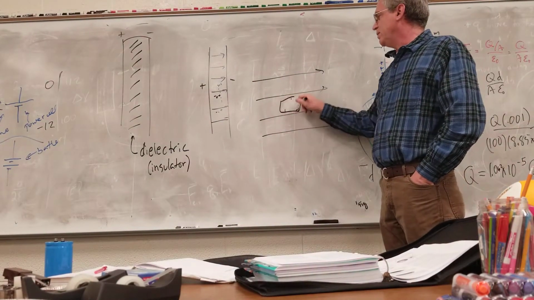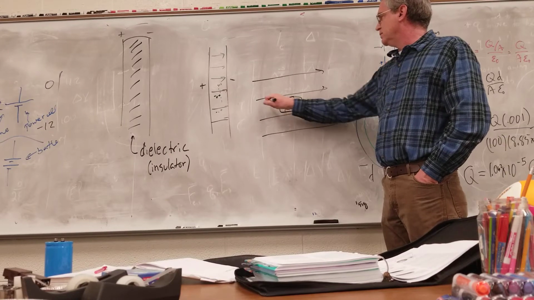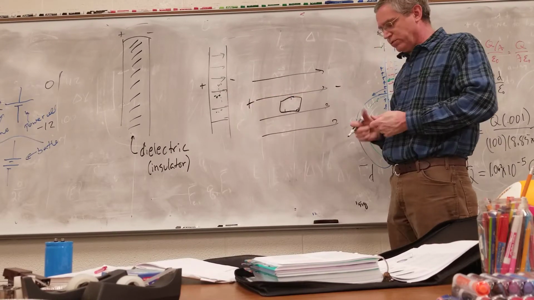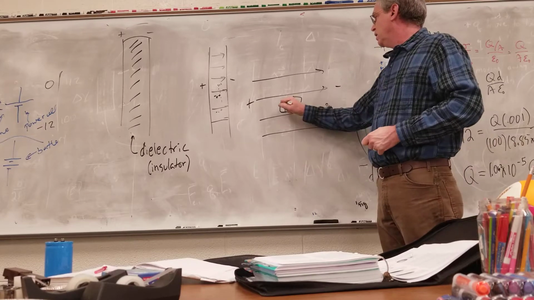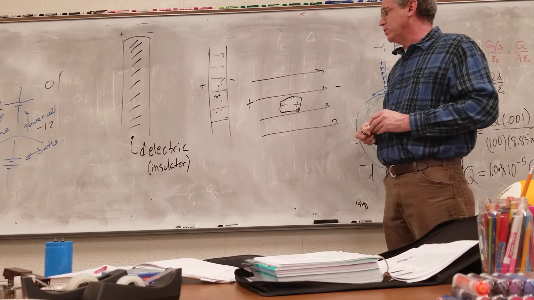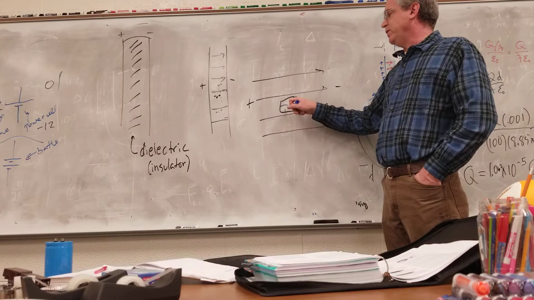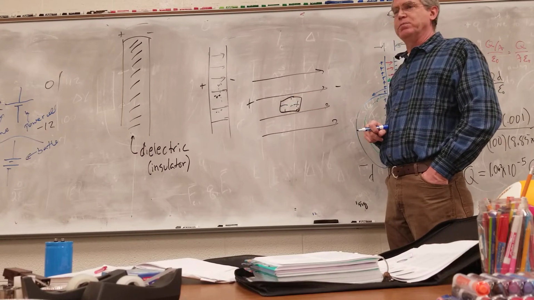So this is my atom with its plus and minus from the external field. And this is negative and plus from the internal field. What's the direction of the electric field created by the polarized molecule?